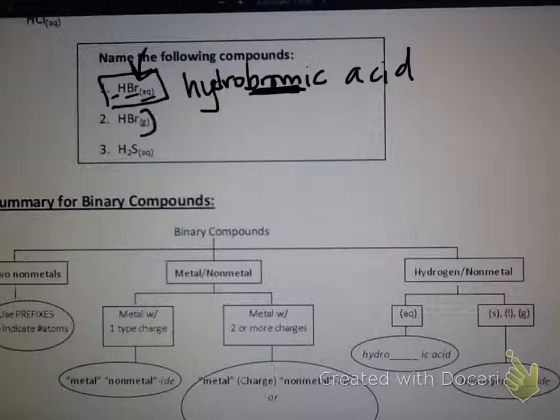What happens if we're not in an aqueous solution? Well, the compound won't completely ionize or react in the solution. So instead of naming it as an acid, we would just name it as the ionic compound. We would call it hydrogen bromide.